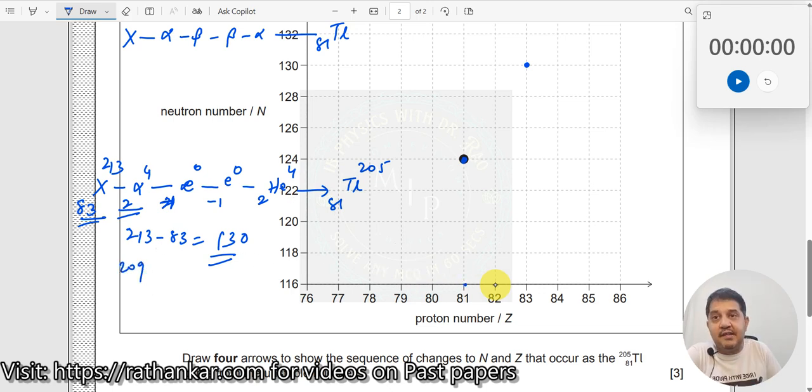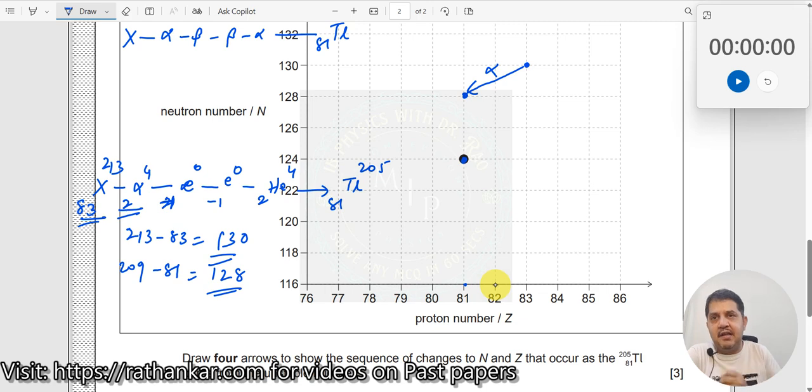209 is the total number of nucleons, minus 81. If I do this, 9 minus 1 is 8. This will be 128. So you should plot a coordinate at 128. This should be 81 and 128 should be somewhere over here. So now I can indicate this by a line here. This shows you an alpha decay.